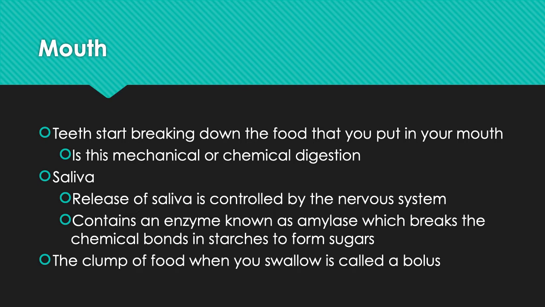So let's go back up to saliva. Already in your mouth, chemical digestion is occurring. That mixture of saliva with your food is a form of chemical digestion because it is breaking down the chemical bonds in starches to form sugars. So as soon as you put food in your mouth, you're already going through mechanical and chemical digestion.